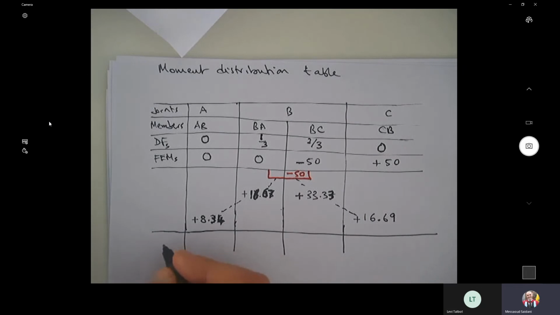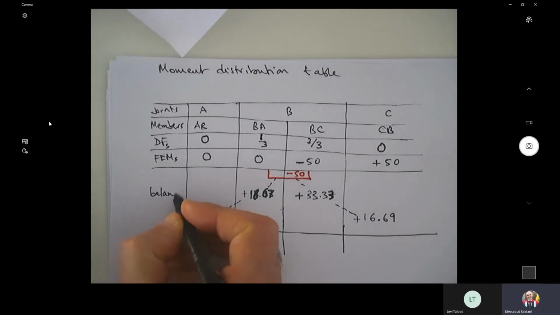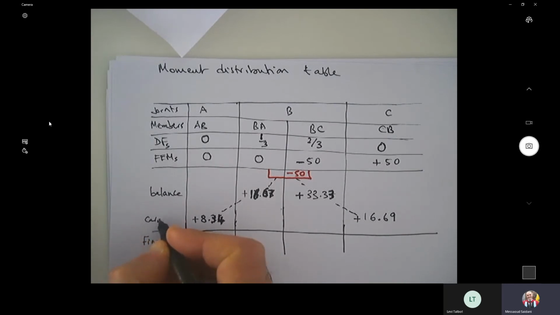Okay, so we add them up. So these are now the final moments. So this is balance. This is carry over. Carry over. Okay, and we have the final moments.